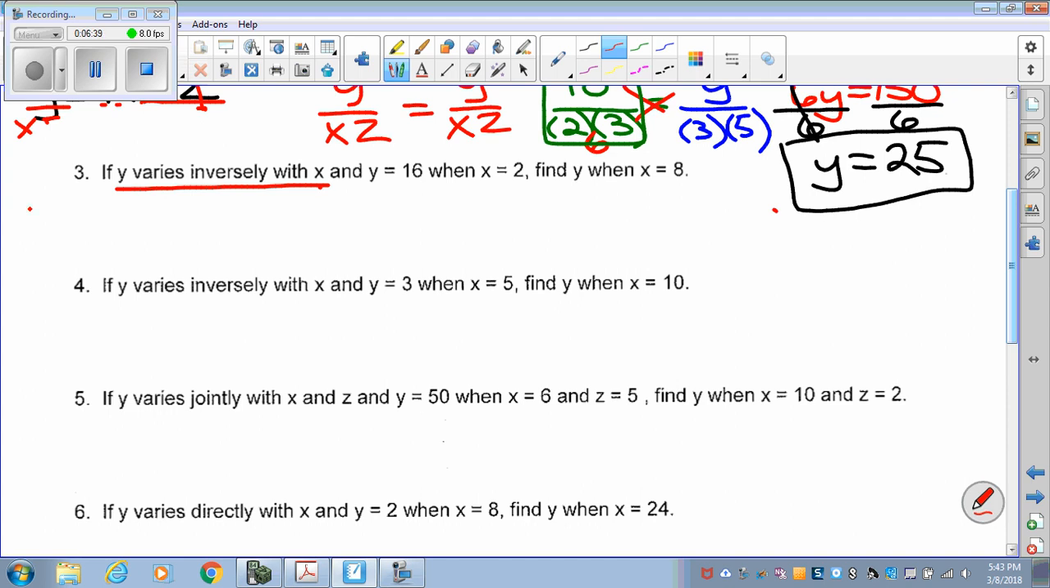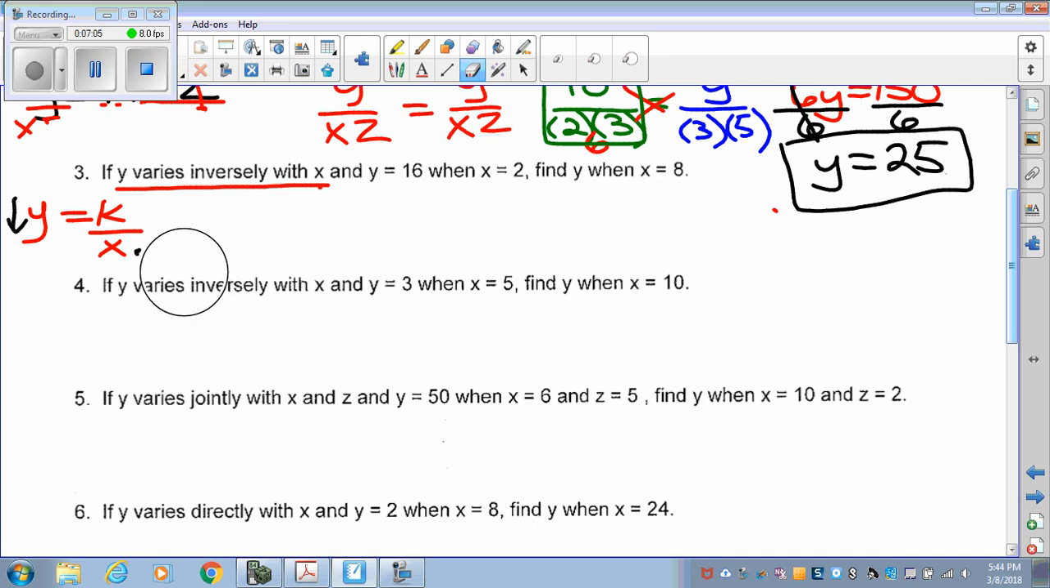All right, so what does that mean? That means y varies, so I have my y equals k, but it's inversely, so that x is in the denominator. If you have a cake and you divide it by 100 pieces, this denominator, if I divide that by 100 pieces, they're going to be really small, okay? So if I have a lot, my denominator is really big, then my number is going to be really small, so that's inverse. One goes up and one goes down.